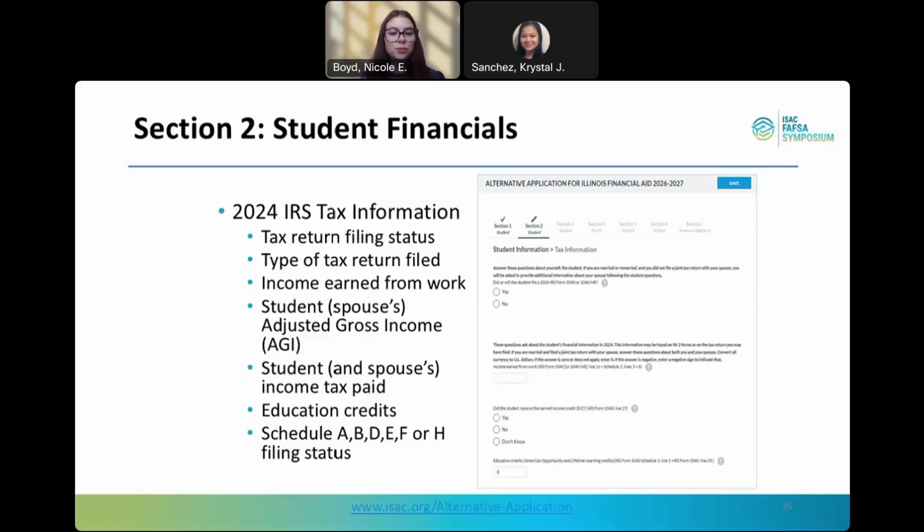They're going to put their tax return filing status, so whether they filed jointly or separately, the type of tax return that was filed, income earned from work, the student's adjusted gross income, as well as their spouse's if they have a spouse, also income tax paid, again, both student and spouse if applicable, education credits, and then a Schedule A, B, D, E, F, or H filing status. Now, if a student does have a question about any of those things, remember that they can click on that question mark to see information about each question.